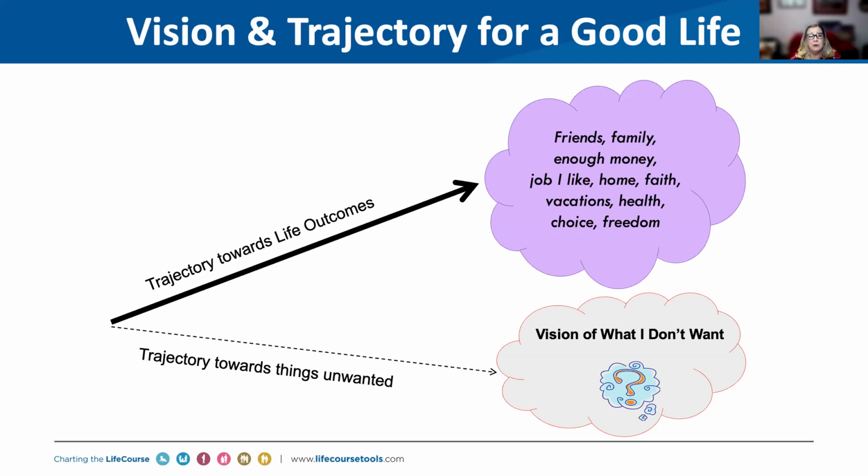I want to have a job that I really like and that I want to get up and go to every day. Maybe I want to have a certain type of home life, a faith life. For me, I like to go on vacations. You might think about your health, choice, freedom, all the things that are important to you, things that people don't want. And sometimes you want to start with what you don't want.